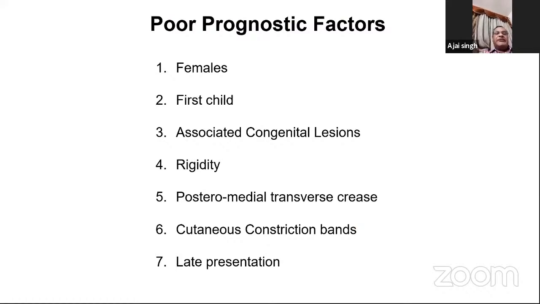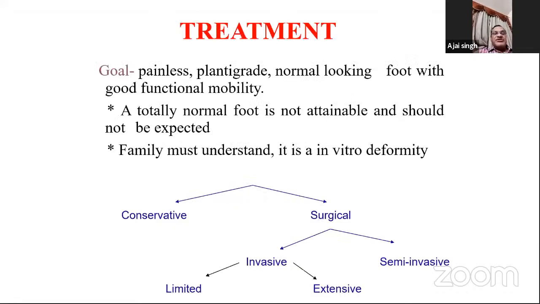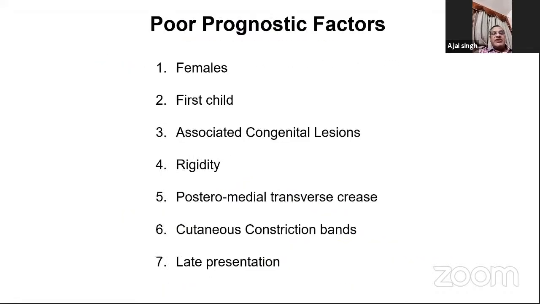We have identified poor prognostic factors such as female, first child, associated congenital deformities, rigidity of the foot, presence of a posterior medial transverse crease, and the cutaneous constriction band. The poor prognostic factors we have identified. Next, please.